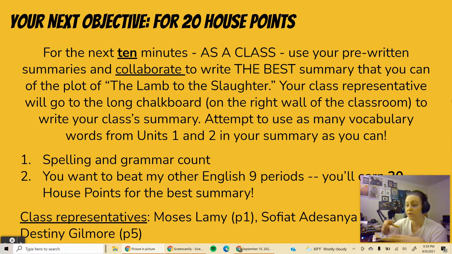So together, they're going to be like your mouthpiece, kind of, right? Because they're the ones writing on the board, but they're there to help foster your guys' discussion and get the best information out of you guys to write the best possible summary that you can of Lamb to the Slaughter. Now, it does not need to be only 3 sentences. Your goal at this point is we've got to cover the most important details from the story, and we've got to get as many vocab words as we can into the summary.